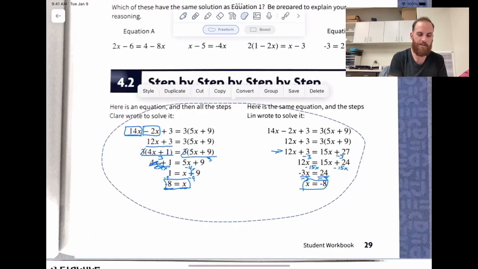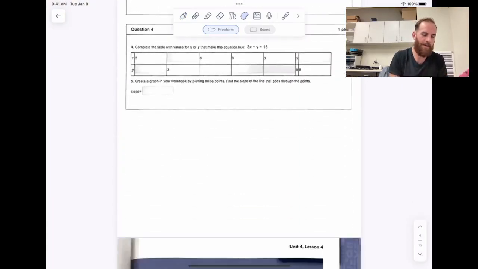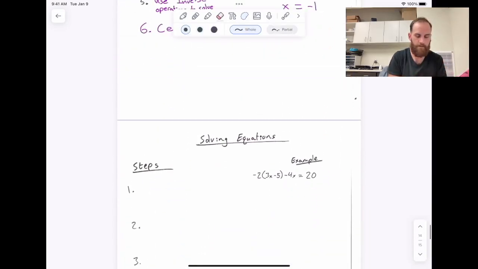I want to show you all a little bit in more detail how to do this. So I'm going to go down. We're going to get some help from an old friend.